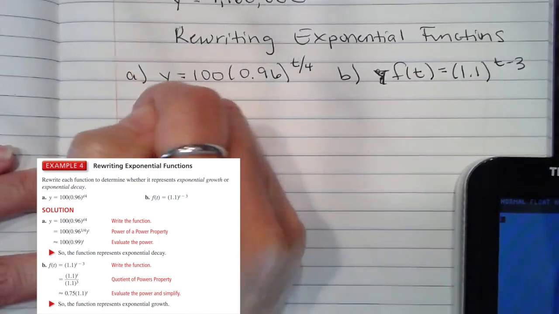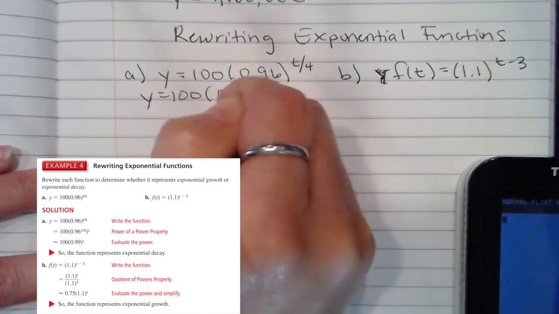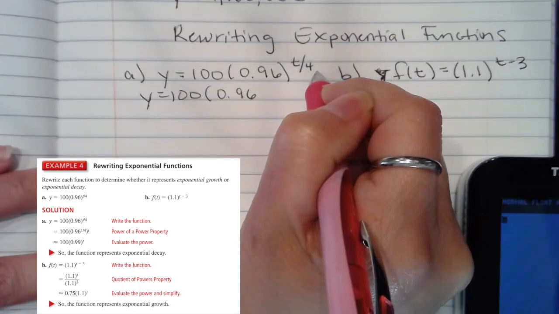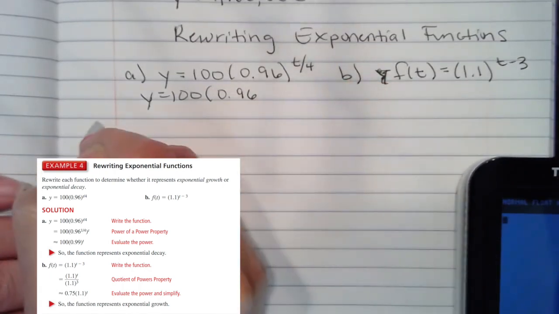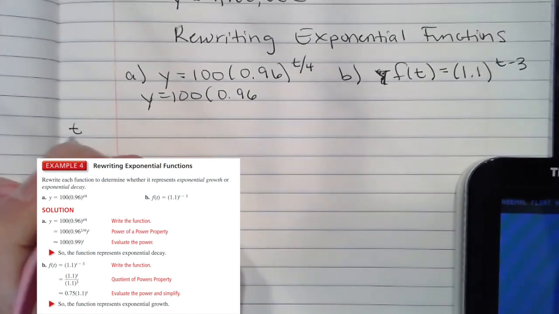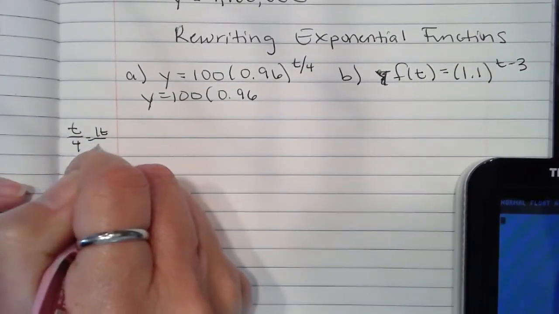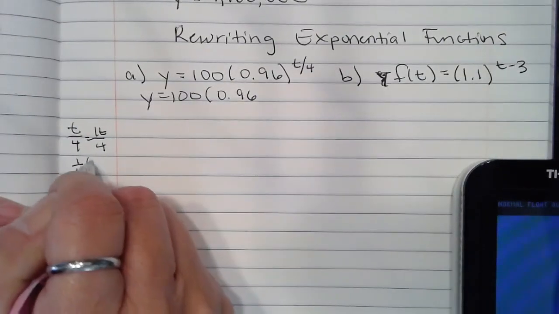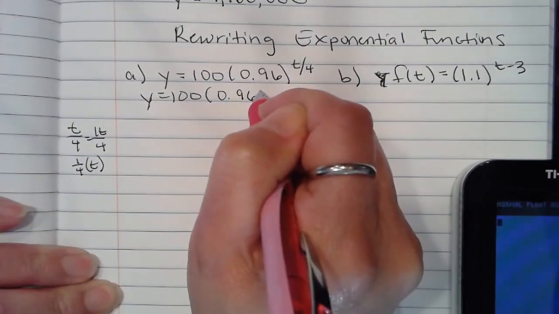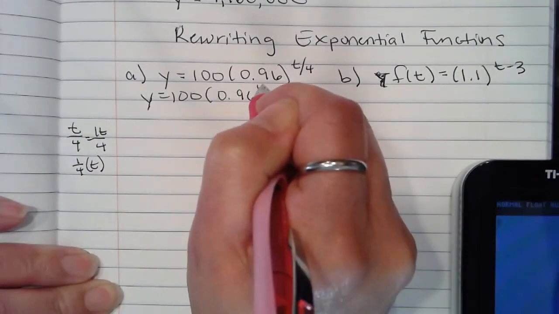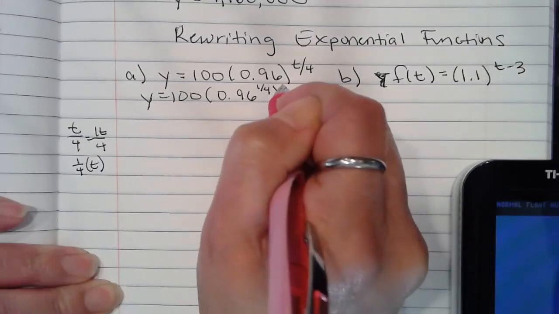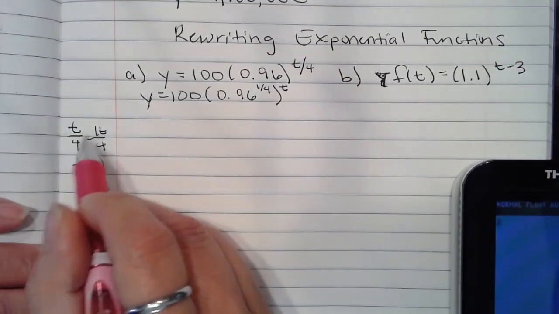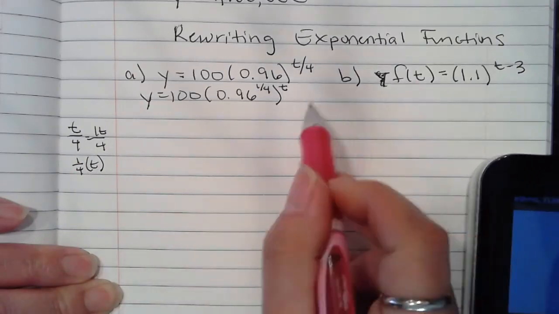Okay, so y equals 100 times 0.96 to the t over 4, and if you remember your rules for exponents, I'll rewrite it here on the side. t over 4 is really 1 over 4 times t. So we're going to pull that apart, and we're going to say that this is 0.96 to the 1/4 to the power of t. That's super tricky. Okay, you have to know how to take apart your fractions here.